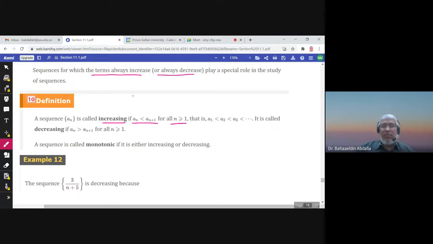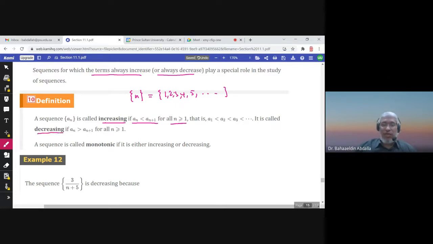So for example, the sequence n. This sequence, if n starts from 1, so it's 1, 2, 3, 4, 5, and so on. So the first term is less than the second term. The second term is less than the third term. In general, an, the nth term, is less than the n plus 1 term. So the sequence would be increasing.